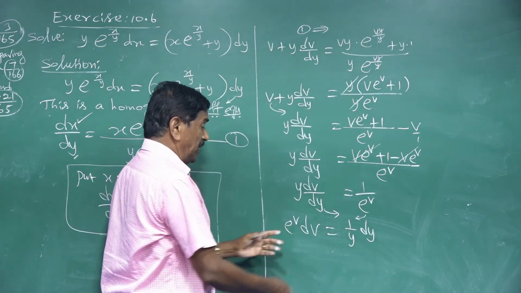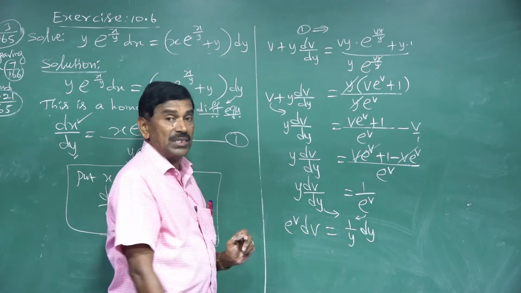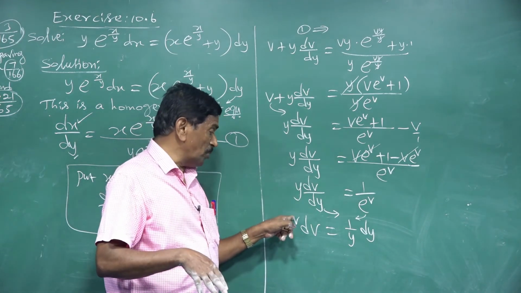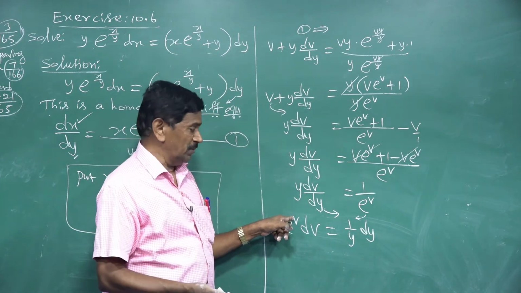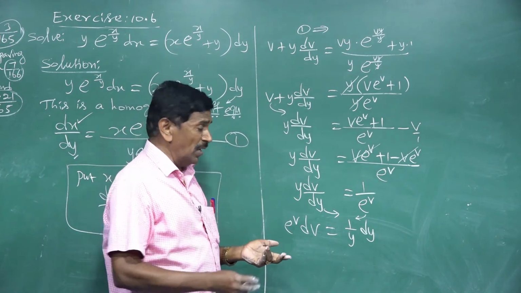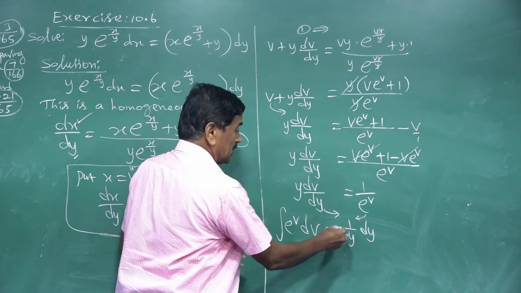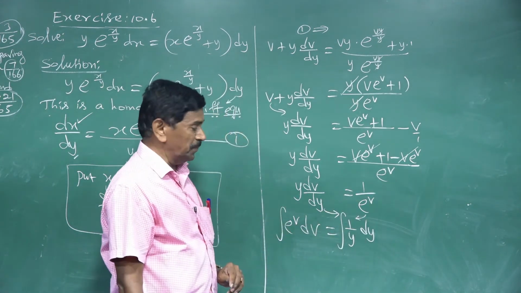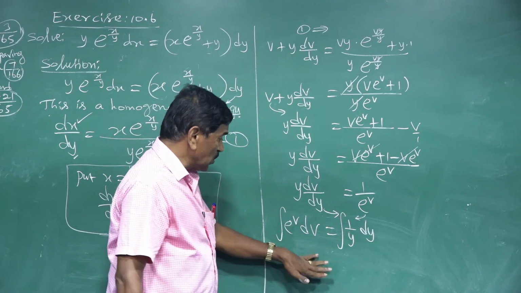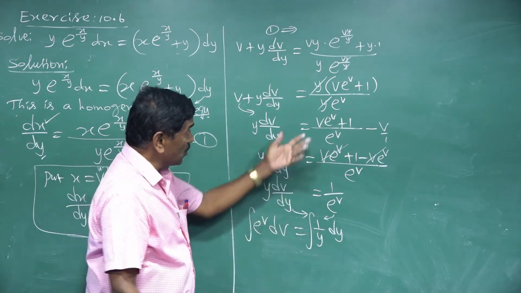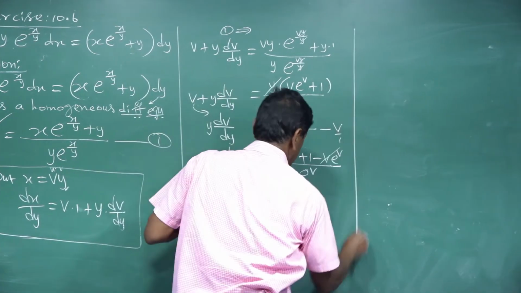Integral e power v dv is equal to e power v, since integration of e power v stays the same, divided by the coefficient of v, which is 1. Yes, the formula is available. Therefore, integrating on both sides, integral e power v dv is equal to integral 1 by y dy. Here also there is no place to write downwards in my answer sheet, so that is why I need the next page.